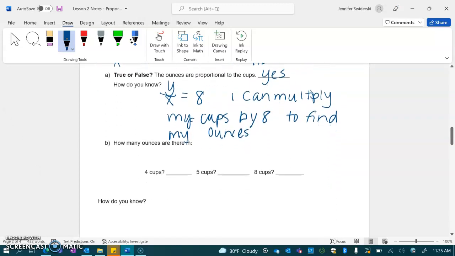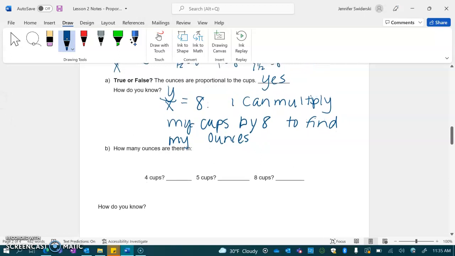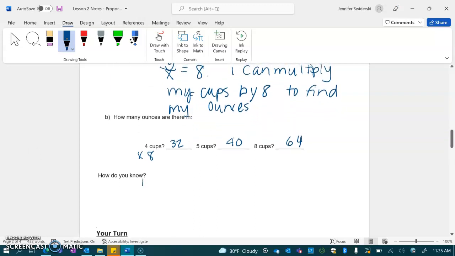So part B says, how many ounces are there in 4 cups? Well, because of what I just said up above, we could do 8 times 4, 32. 5 cups would be 5 times 8, and 5 times 8 is 40. 8 cups, well, that would be 8 times 8, which is 64. So how do you know? I can multiply my cups by 8.